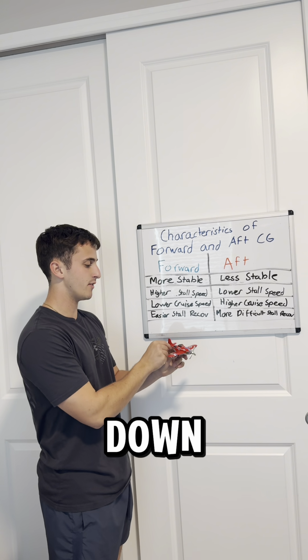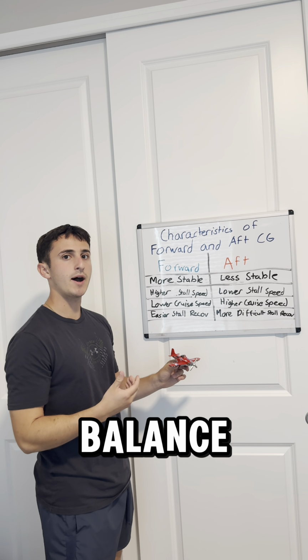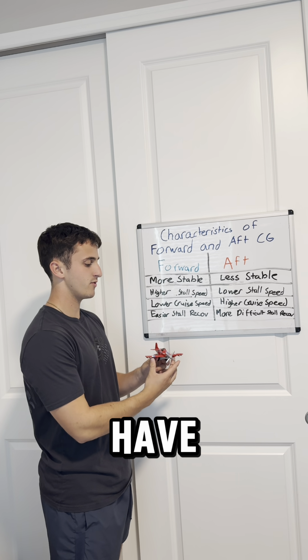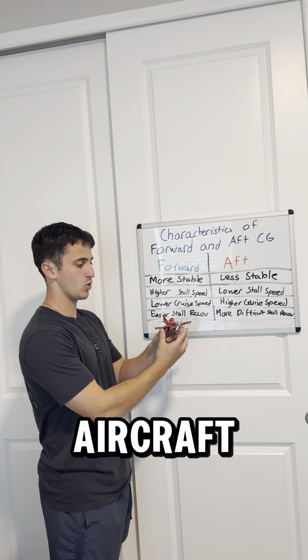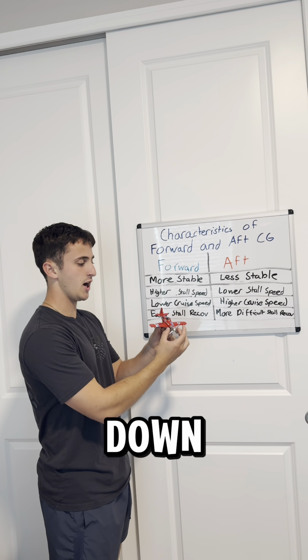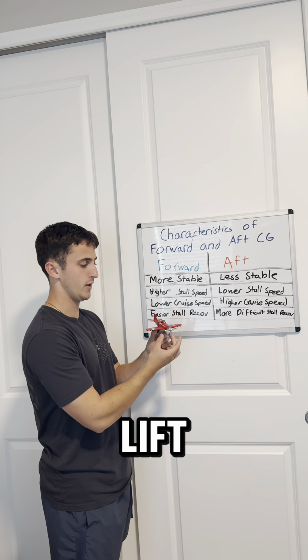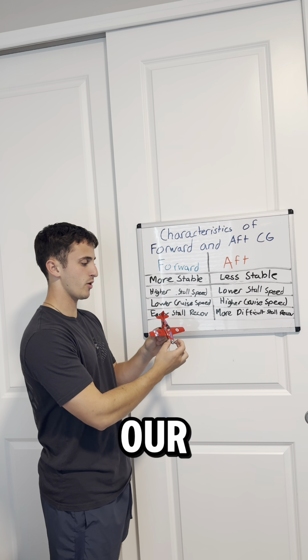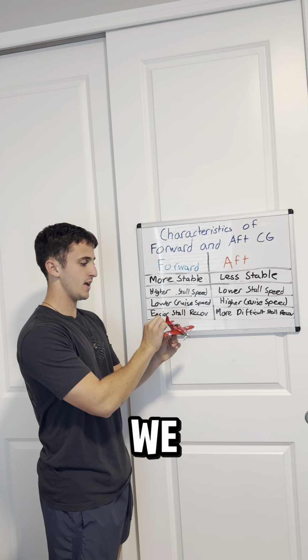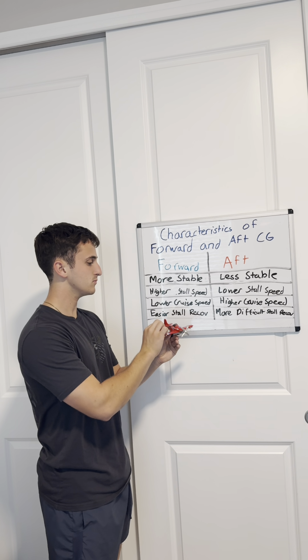And then we have the tail down force, which is used by our horizontal stabilizer to pretty much balance out those forces. So we have our center of lift pushing our aircraft up, but then the center of gravity wants to push our nose down because the center of gravity is almost always ahead of our center of lift. So it's going to want to rotate our aircraft downwards. So that's why we have that tail down force to compensate for that.